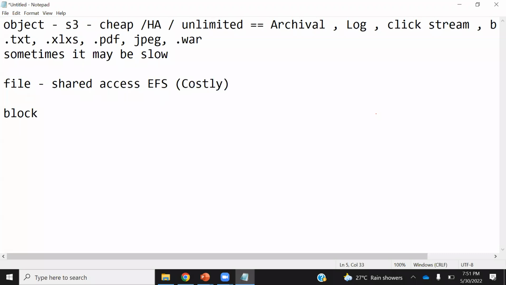So it is a bit costly. You cannot go for unlimited storage. If you do, you really have to pay a lot.